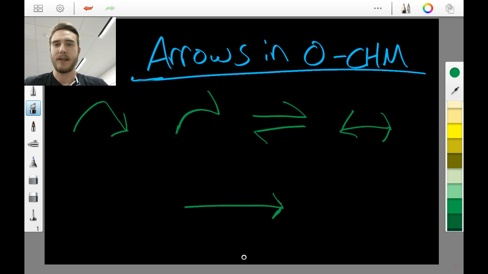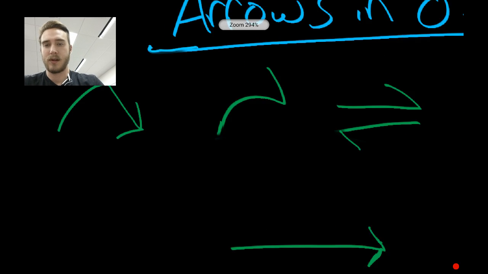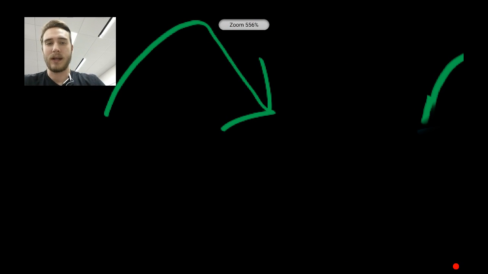In this video, we're going to be talking about all the arrows that you're going to see in organic chemistry. This is also pretty foundational to you throughout the course for OCHM 1 and OCHM 2. You're going to be working with pretty much all the arrows that you see on the screen right now. So we're going to go through, start documenting what each of these mean.